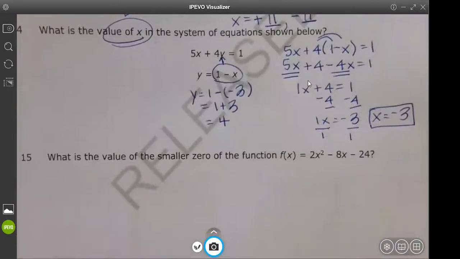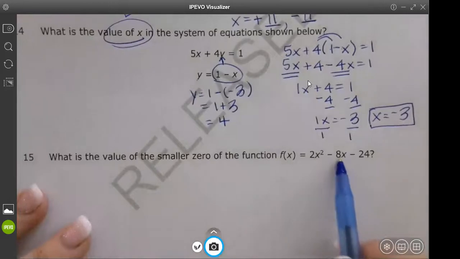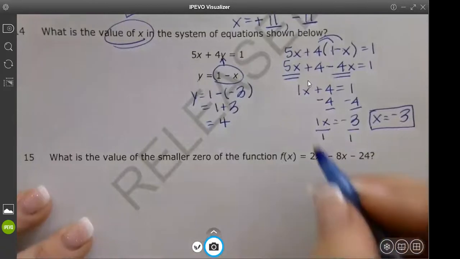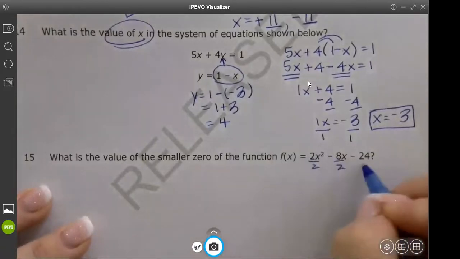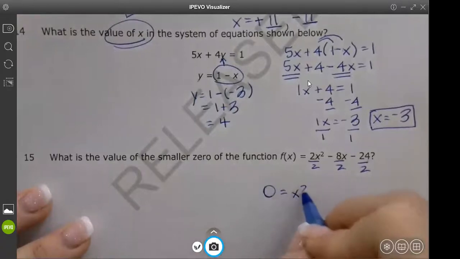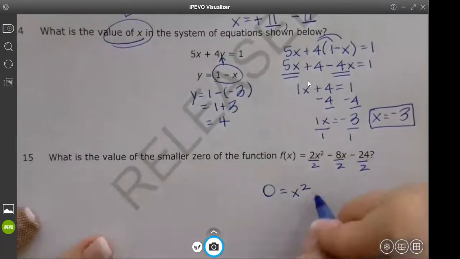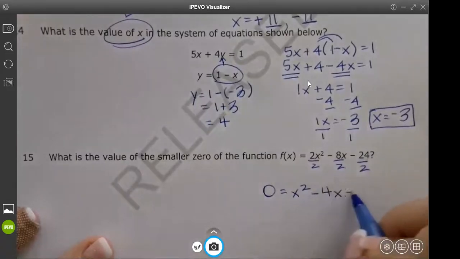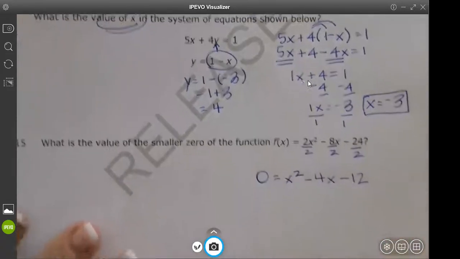Number 15 is another factoring. I told you you needed to be able to factor between here and Monday. Okay. What's the first step to factoring that I need to do? GCF, I want to try to take this 2 out. Can I divide 8 by 2? Can I divide 24 by 2? So that 2 will come out, and I don't have to worry about it. 2 divided by 2 is 1, or just x squared. 8 divided by 2 is 4, and 24 divided by 2 is 12.